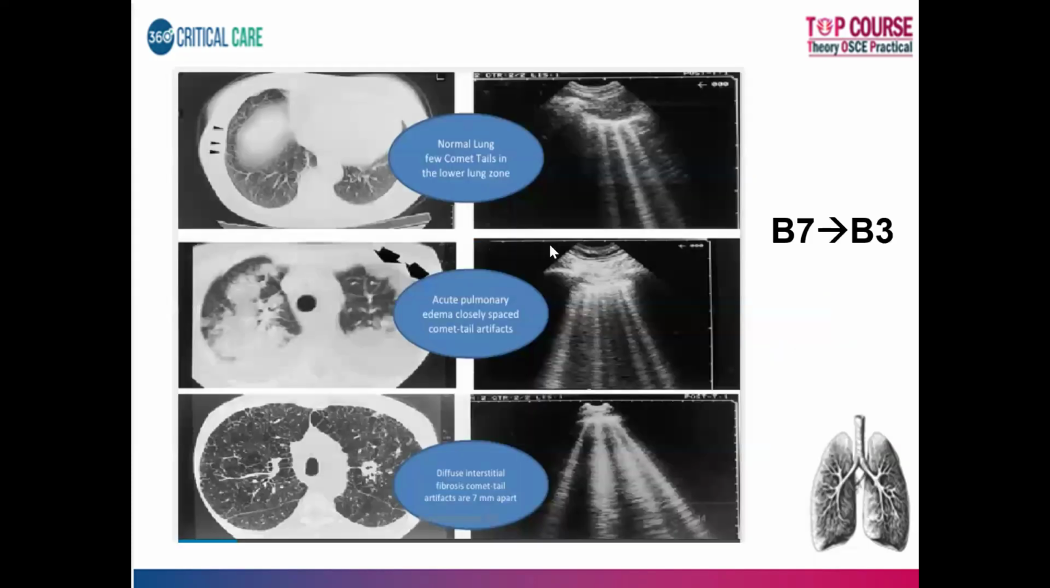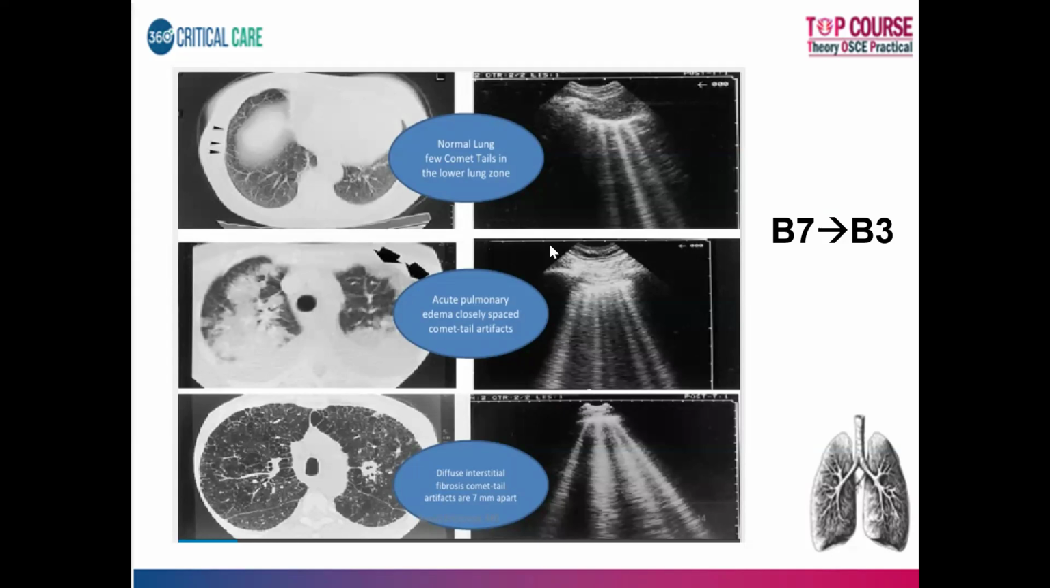What usually happens is, it's a very beautiful image which compares the CT findings along with the lung ultrasound. This is one of the advantages of lung ultrasound: you can also have an understanding of the CT image, to know the depth of the problem.